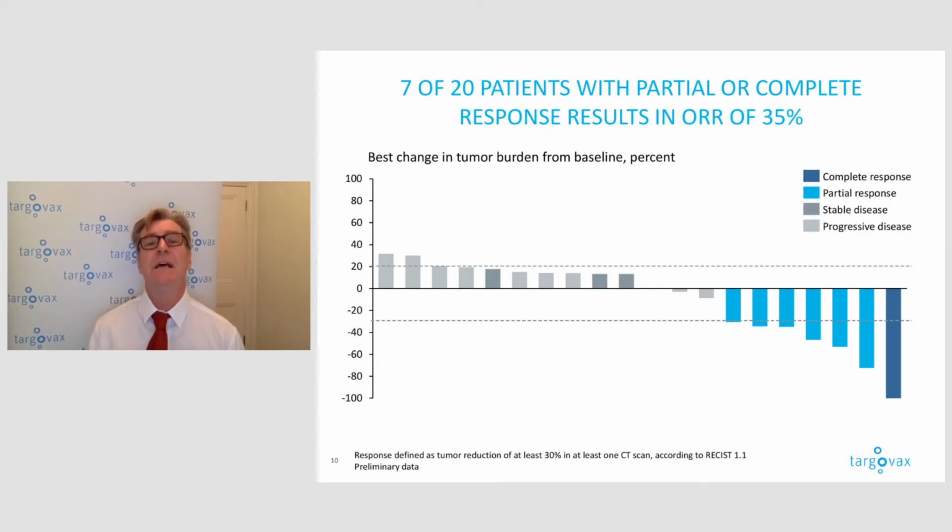So what you see here is what we call a waterfall plot. And you can see here that 7 out of those 20 patients who went into the analysis had either a partial or complete response. And by that, we mean that we have 6 patients with partial response represented by the light blue color and 1 complete response represented by the dark blue color. And that makes a best overall response rate of 35%.